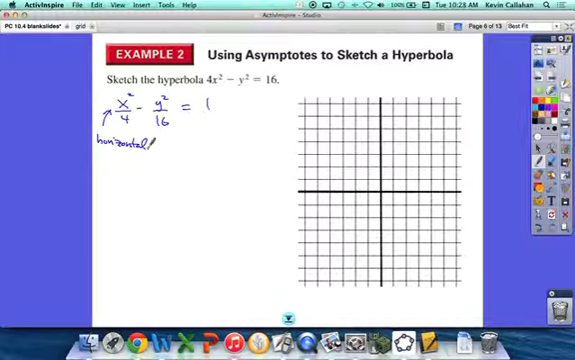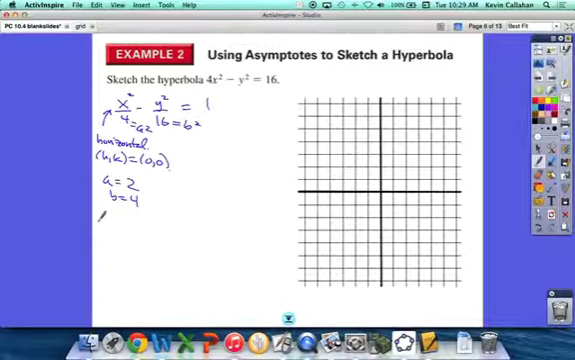What is the center? You don't see anything being subtracted from x and y, so the center is 0, 0. What is A and what is B? Remember that now A can be less than B. In this case, it is. The A is always under the first term. In this case, that's A squared. So A equals 2. This is the B squared, and B equals 4.